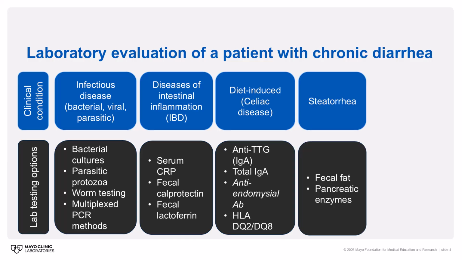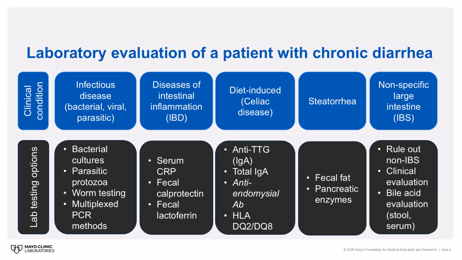For malabsorption or steatorrhea, typical test options may be fecal fat analysis or pancreatic enzyme testing. And finally, for the non-specific phenotype of irritable bowel syndrome, the first order of testing may actually be to rule out non-IBS conditions and then to perform clinical evaluation of the patient. But we'll be focusing today on the subset of patients who potentially have their chronic diarrhea caused by a condition called bile acid malabsorption, where testing for bile acids would be undertaken.